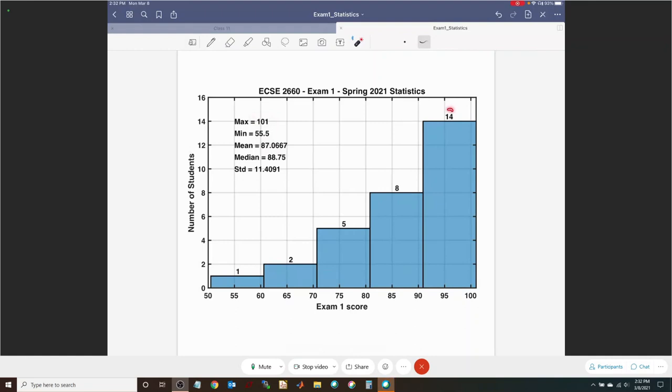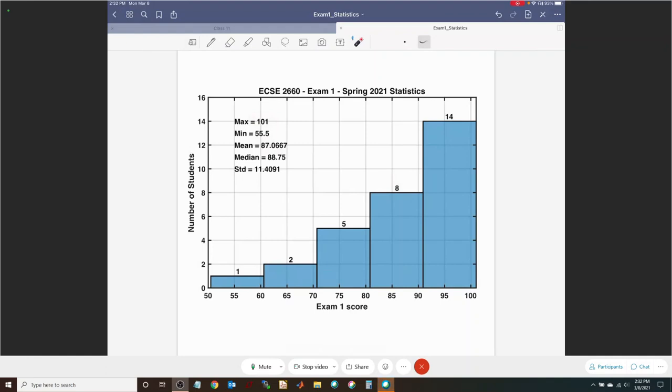About 14 students got above a 91, 8 between 81 and 91, and so on. All in all, I think that you guys did pretty good. Most of the points that were lost were on the fill in the blank and multiple choice questions. But in the free response questions, you guys did pretty well.